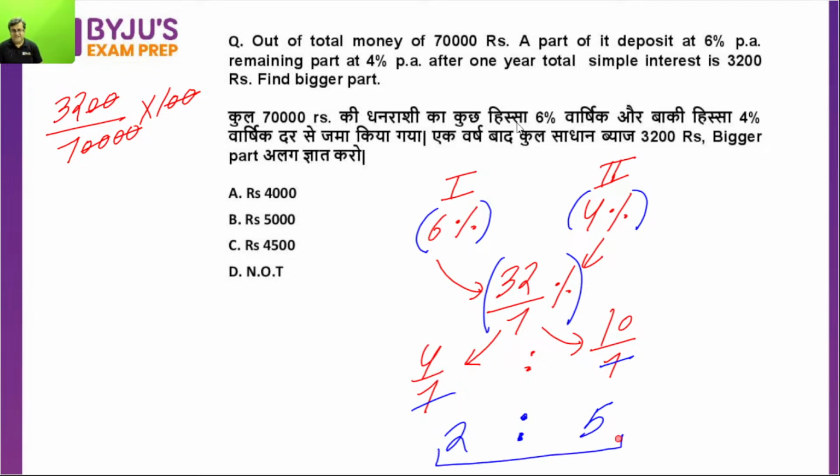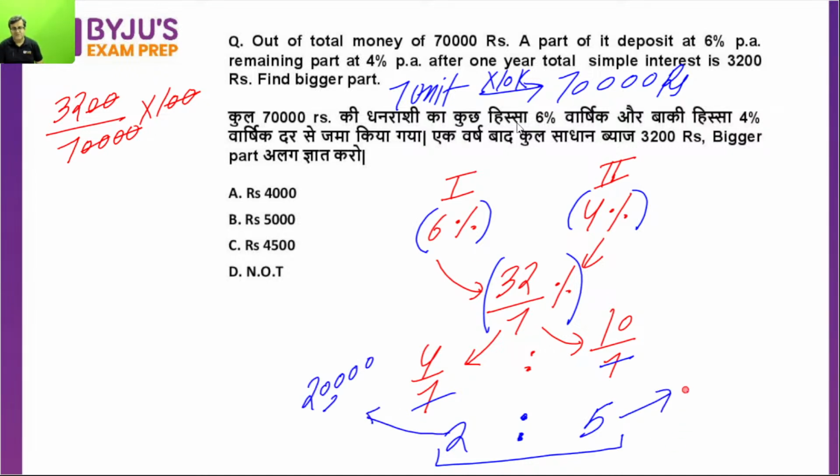Now what? This is 7 units. 7 units is equal to 70,000 rupees. So how many times? 10,000 times. So it will be 20,000 and 50,000. Okay.